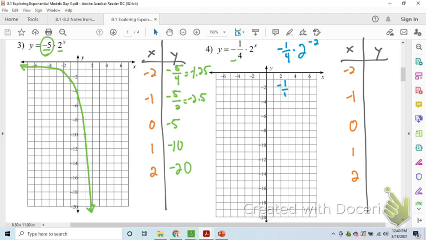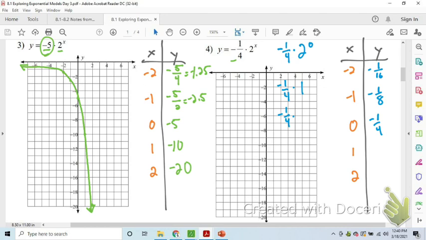This would be negative 1/4 times, this would be 1 over 2 to the second power. So negative 1/4 times 1/4, so it would be negative 1/16, because 4 times 4 is 16. All right. Then if I try to the negative first power, that'd be times 1/2 to the first, so times 1/2 is going to be negative 1/8. If we try to the 0 power, all right, now it's getting easier. After those first two fractions, now we should be good. That's going to be 1. Negative 1/4 times 1 is negative 1/4.